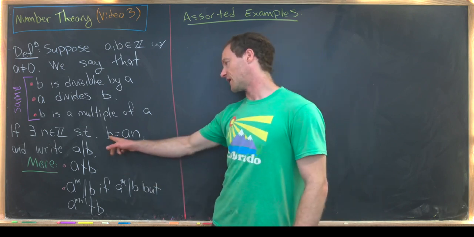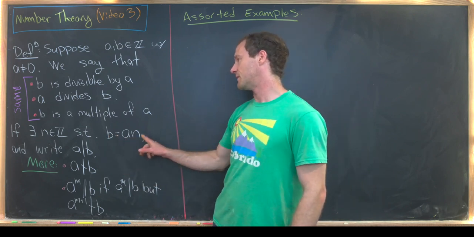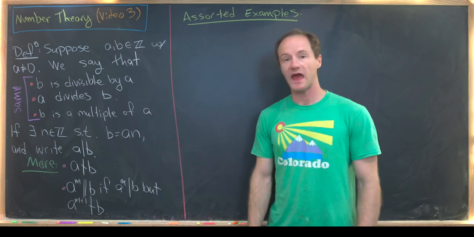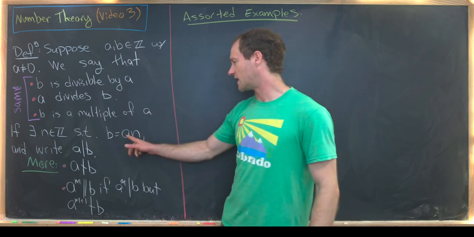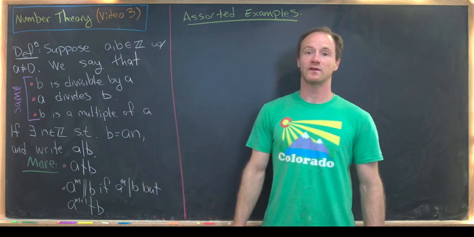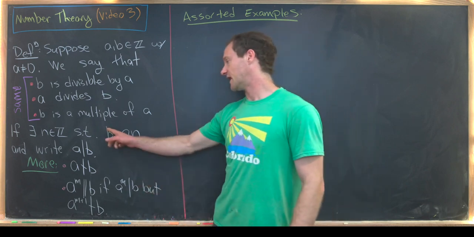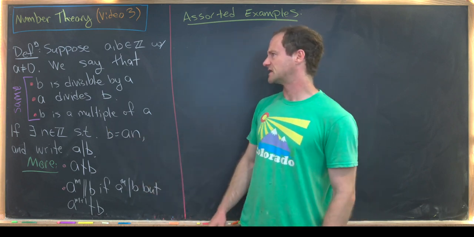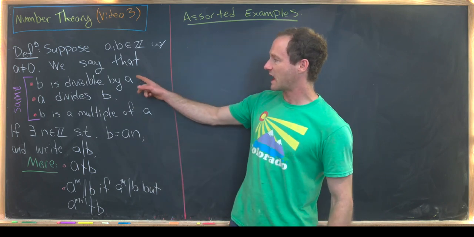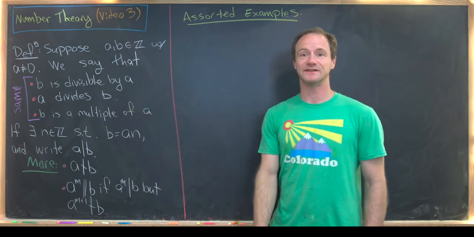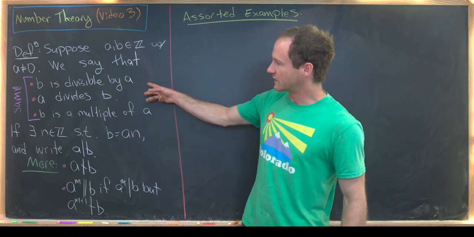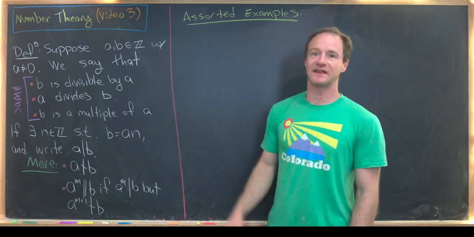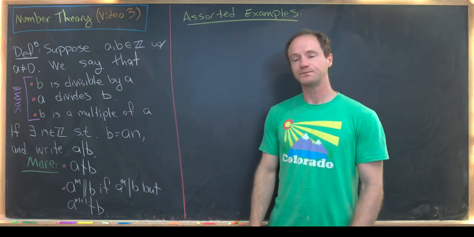So let's look at this. We've got b is a times n. That makes b a multiple of a. But then likewise, if we were to divide a over to the other side, we see that b divided by a is an integer. But that's kind of the same thing as b being divisible by a, or saying that a divides b. So just to reiterate, these are three ways of saying the exact same thing.